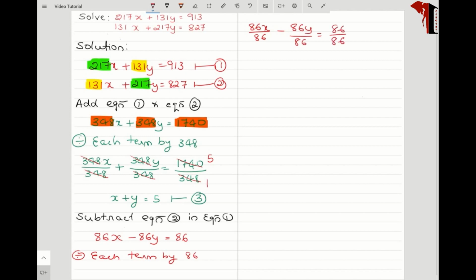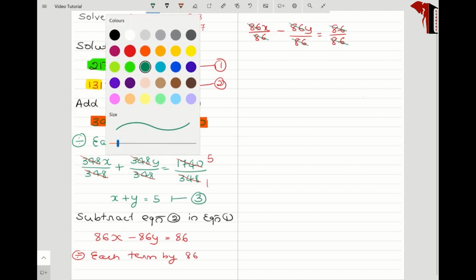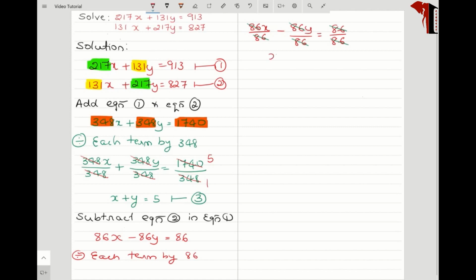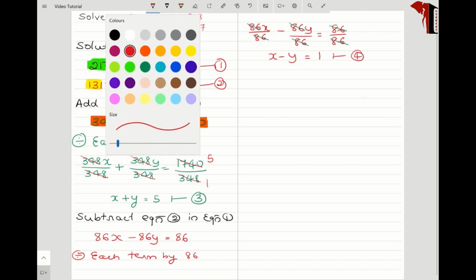86. I'm telling you, this step which I wrote now is not necessary, you can write it directly also. So 86 and 86 get cancelled. What is left? The equation is x minus y equals 1. Now this is going to be our fourth equation. Now the further calculations you all know.